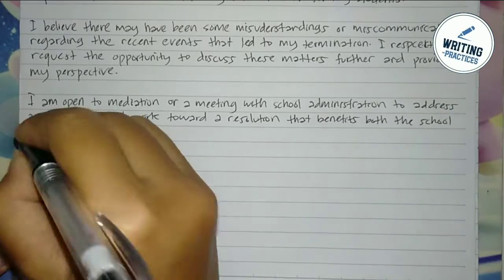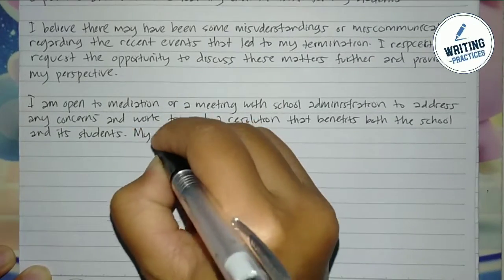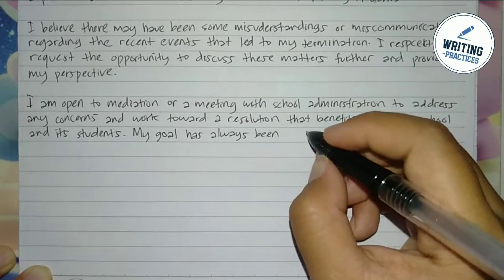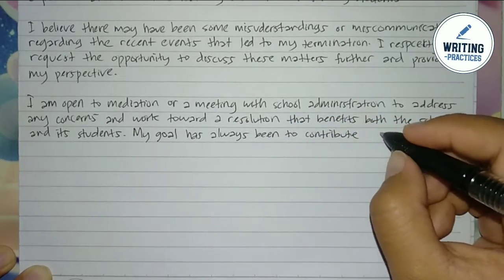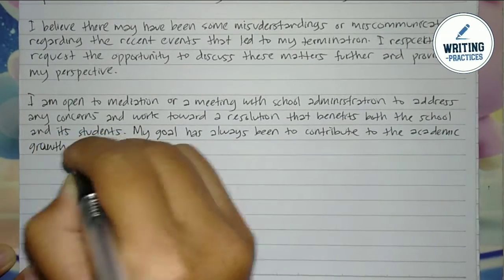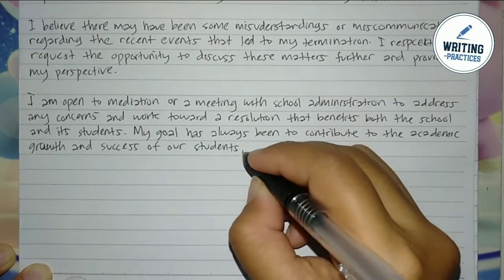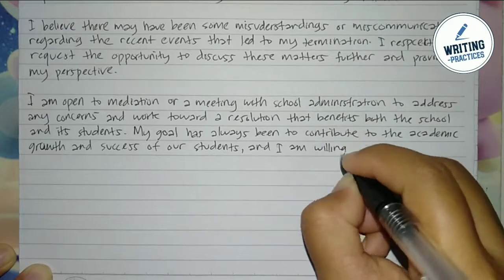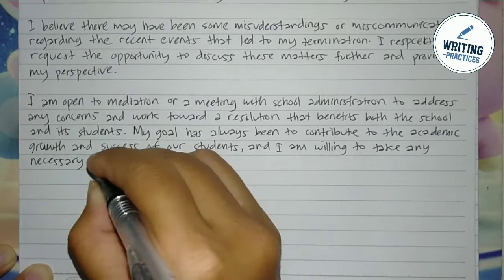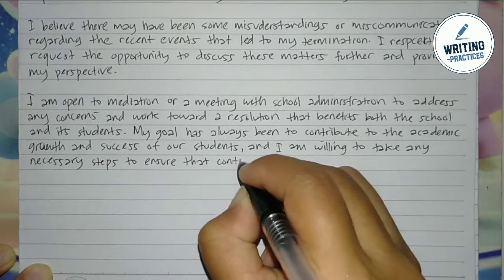Besides that, you should also mention your openness to mediation or meetings with school administration to address concerns and reach a mutually beneficial solution. And here is the example. My goal has always been to contribute to the academic growth and success of our students. And I am willing to take any necessary steps to ensure that continues. You may be mad knowing you are terminated for unknown reasons. But you have to stay calm here, and make it polite and formal. Remember, you are appealing the decision, not demonstrating or even complaining.